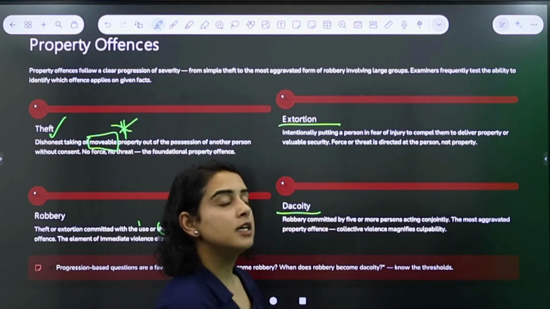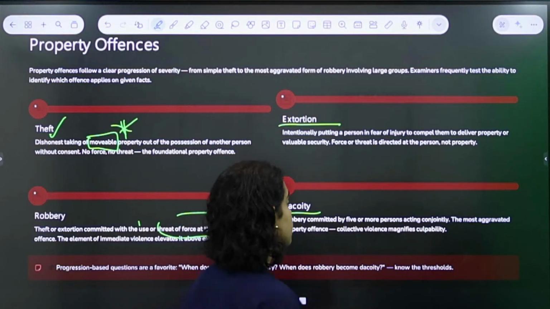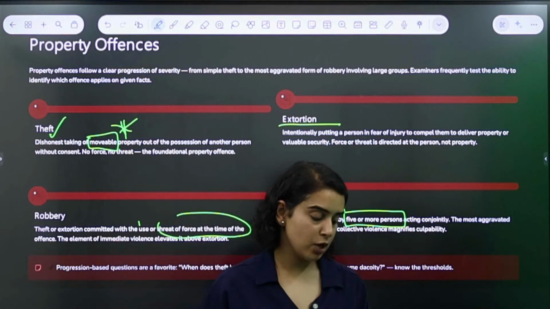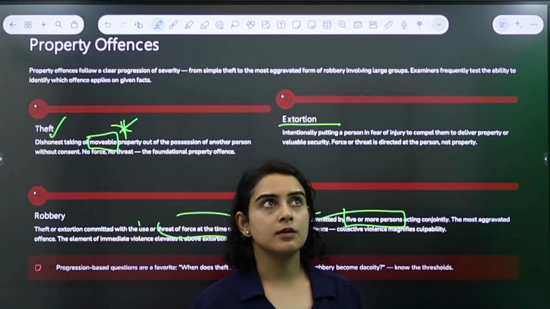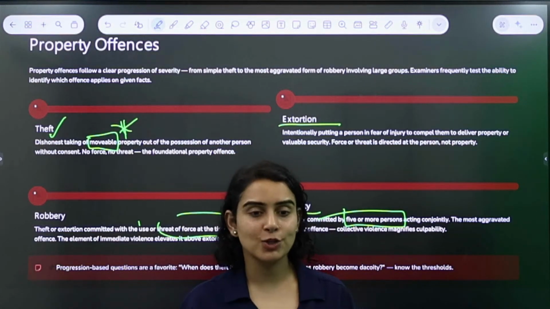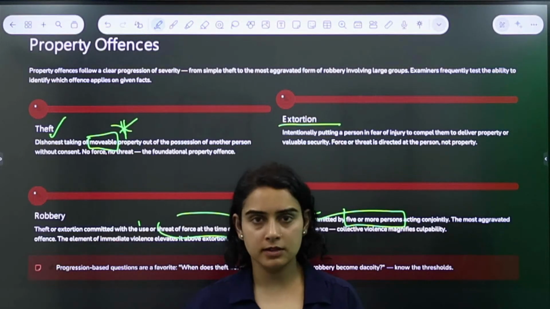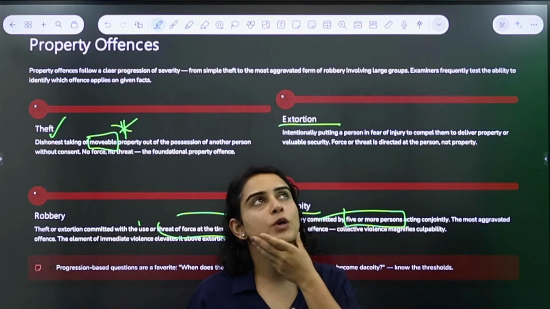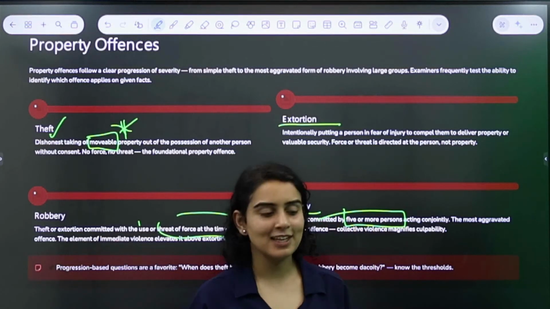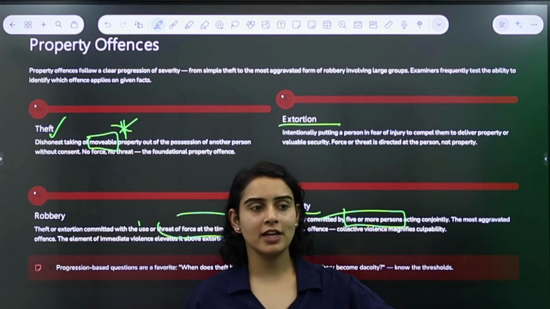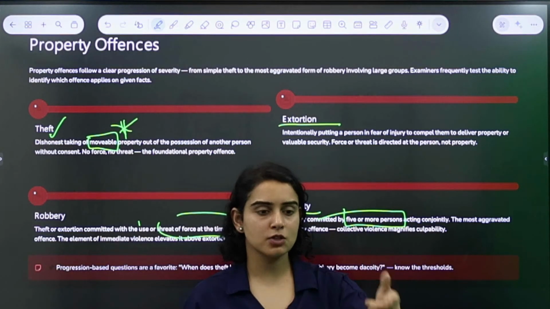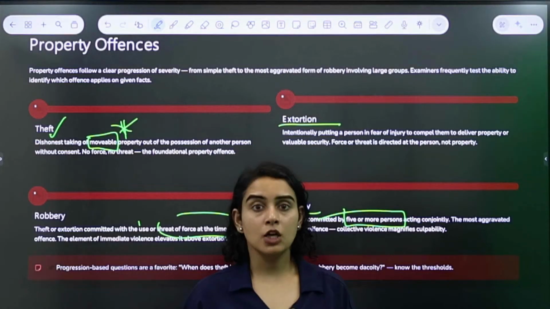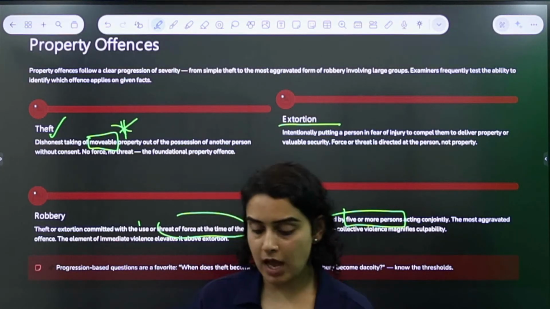Dacoity is the same as robbery, but when it is done by 5 or more people together, it becomes a dacoity, right? A lot of times you might have heard that some dakus have gotten into some trains. So dakus do dacoity, right? I do not know what we call them in English, but in Hindi we call them a daku, right? So dakus get into a train, they threaten everyone that, okay, give us your jewelry, give us your mobile phone, give us all the money that you have, and it's always a group of people doing so, right? So that's dacoity, when 5 or more people are doing that together.